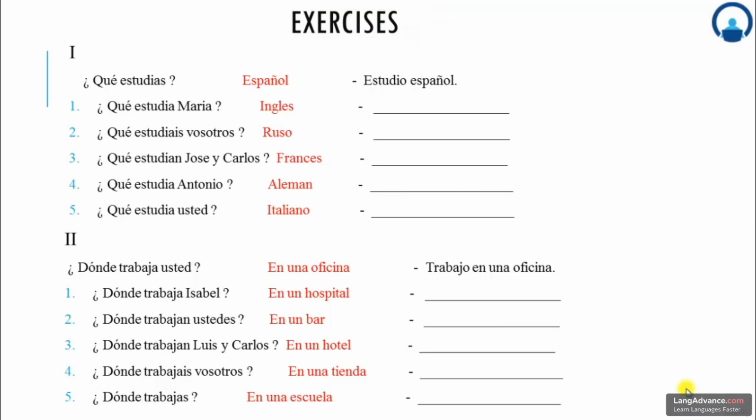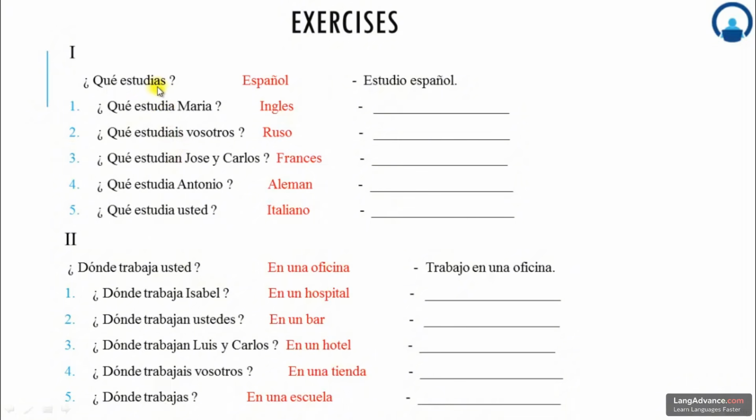We have got 2 exercises this time, and first we'll see the first exercise and what we have to do with it. There are questions on the left hand side, and let's see the example first. ¿Qué estudias? That means what do you study? You have to understand these conjugations by now. We have studied a lot of them, the conjugations.